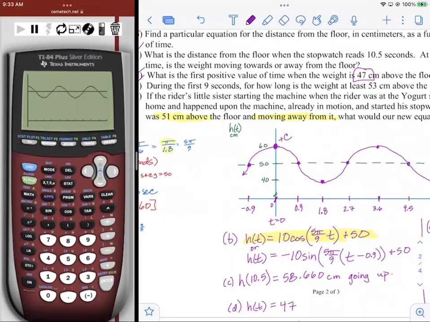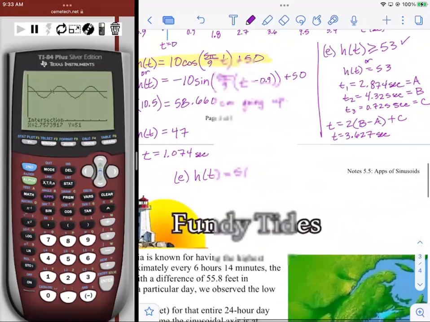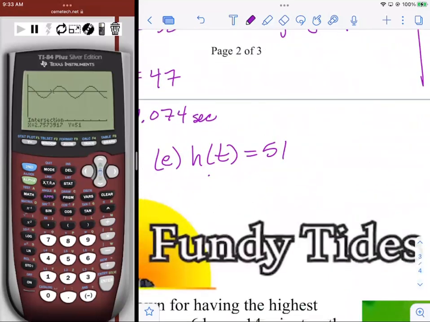Agreed? Yeah. Or the fourth. You could do the fourth if you want. I mean, there's infinitely many, but let's just do the next one, okay? The second one. So second trace number 5, enter, enter, and we'll scroll over here. There's where it's at 51 going up. Boom. So I'm going to write that down. That is now t equals 2.757 seconds. Now you can round or truncate to 3 decimals.